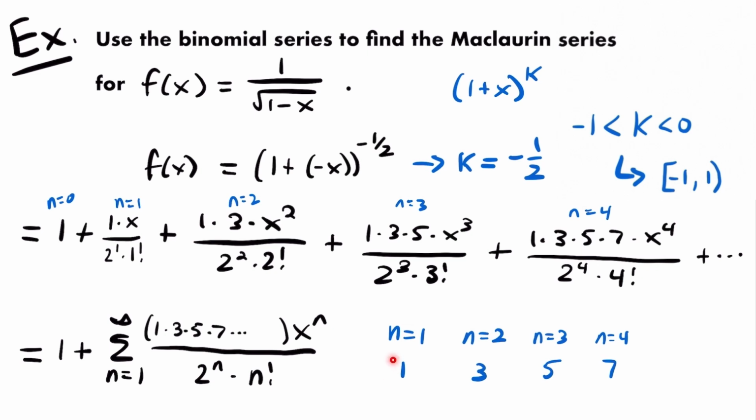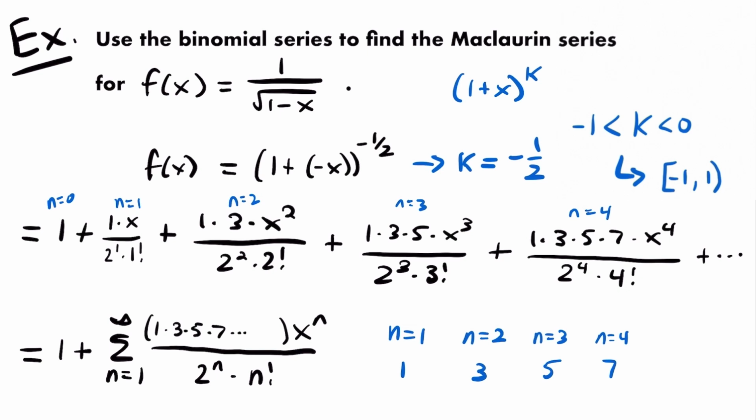Right? If our first term is 1 and we add 2 to it, we get 3. Then we add 2 again, we get 5. And if we add 2 again, we get 7. So we have a sequence of terms that increases by 2 every time. And what we want to do is find a way to represent that sequence of terms in terms of n.